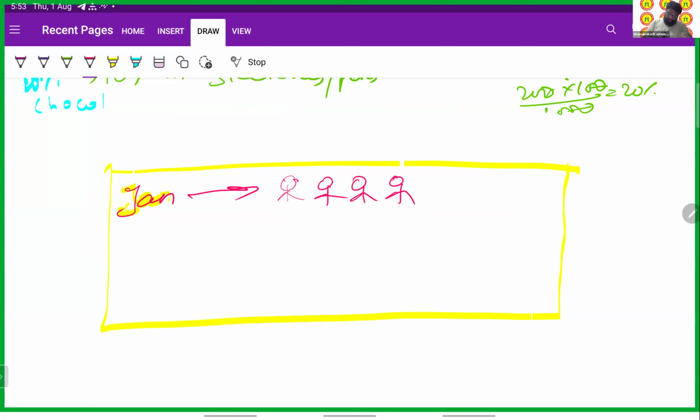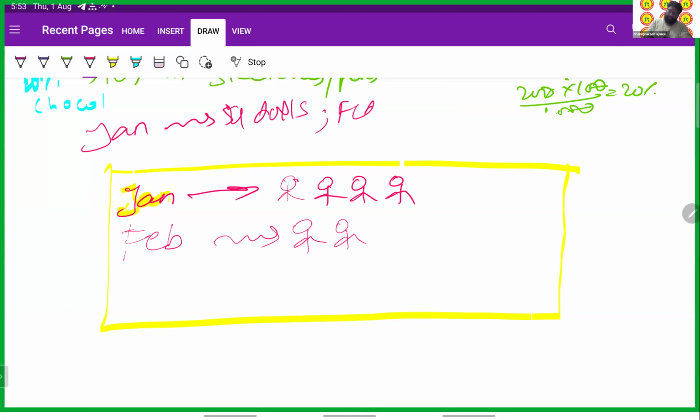Suppose in February, I need to show data saying that he sold only 2 dolls. Then how many dolls should I draw? I should draw only 2 dolls. So the data here is: a shopkeeper sold 4 dolls in January.